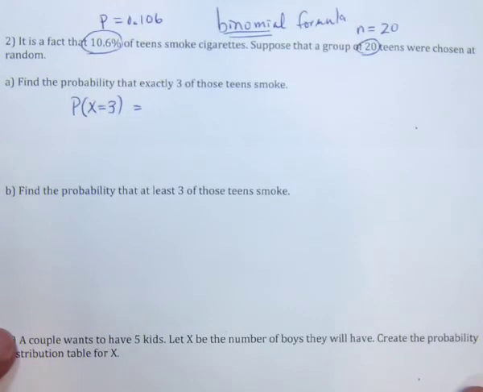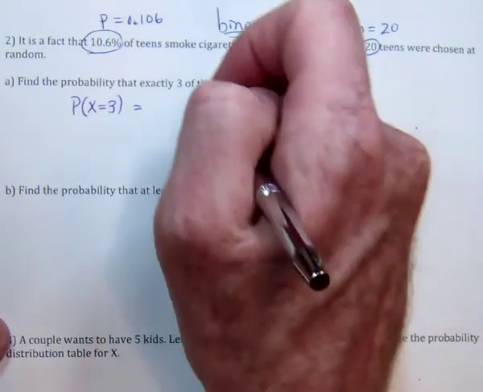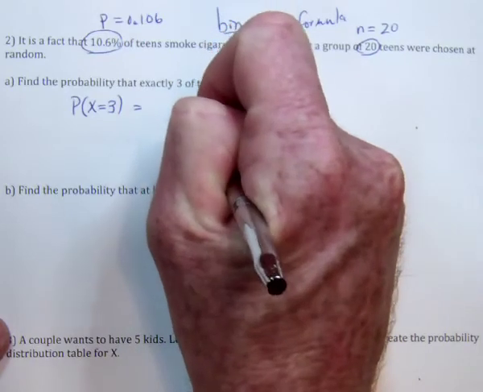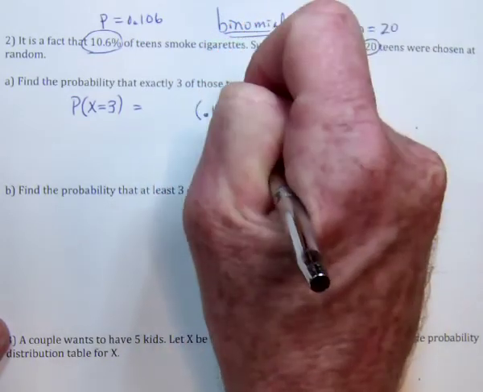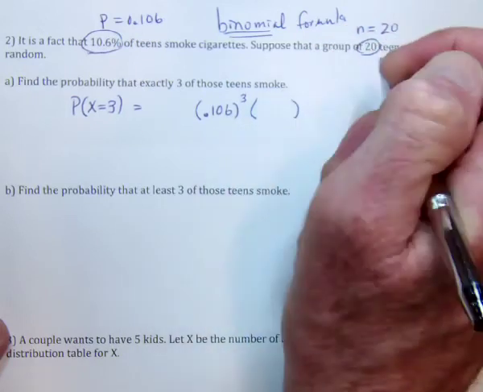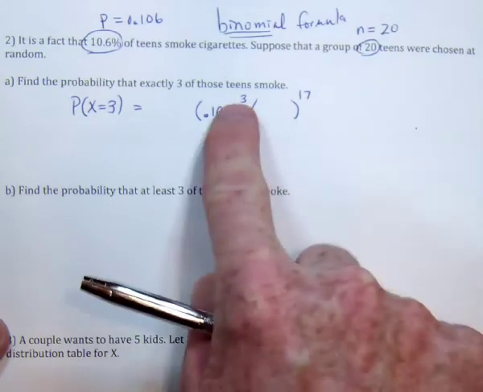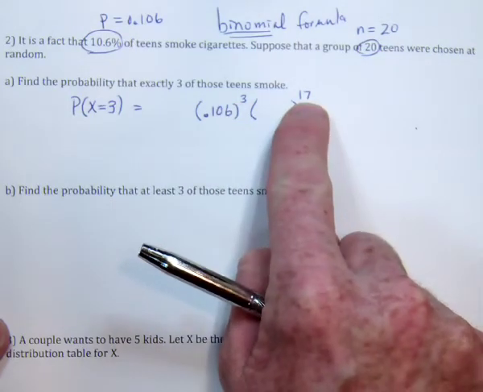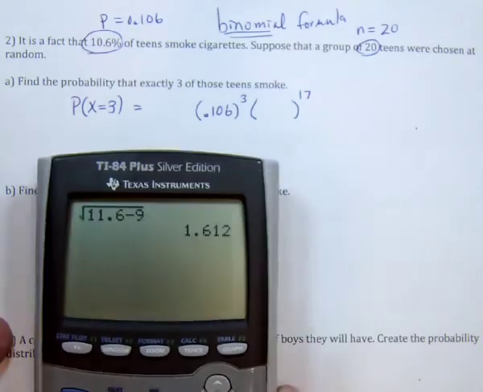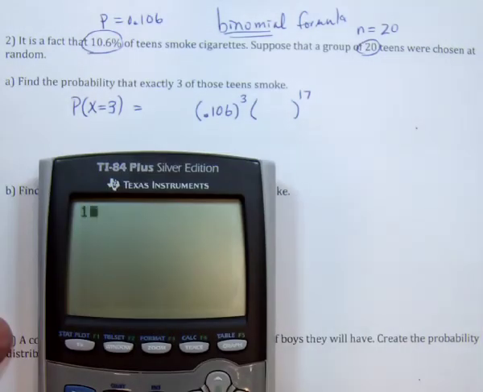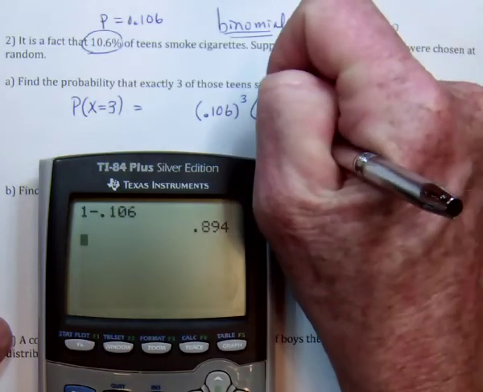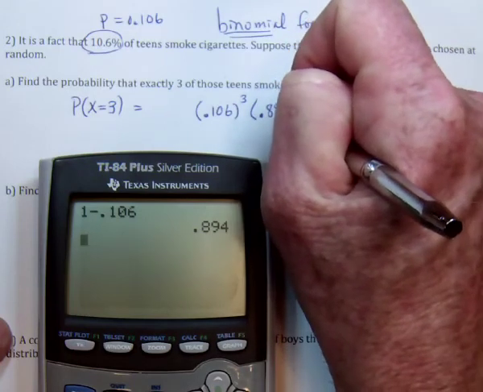So I'll do the binomial formula itself once, but then I'm going to be using the calculator after that. So the binomial formula goes like this. You've got 3 smokers, so the chances of being a smoker is 0.106, and you've got 3 of those. Well, if 3 of them are smokers, then 17 of them, because we have 20 people, so these two have to add up to 20 people, 17 are non-smokers. Well, for a non-smoker, that would be 1 minus the 0.106, the chances of being a smoker. So for non-smokers, the chances are 0.894.